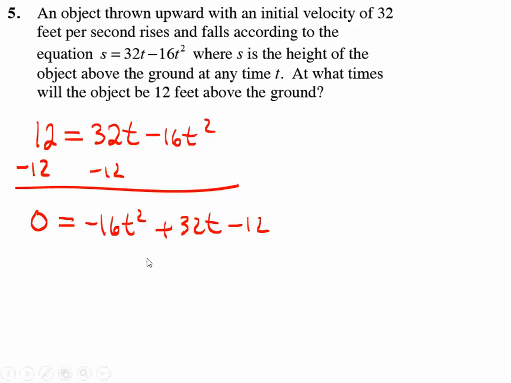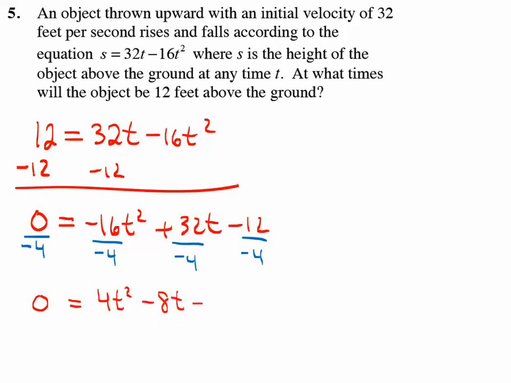Let's divide by 4. And then I still don't like it being negative. I can plug in negatives, but I'd rather have a positive. So let's divide through by -4, and that way it gives us easier numbers to deal with, with the sign we're used to. So I get 0 equals 4t squared minus 8t plus 3. A lot easier to work with.